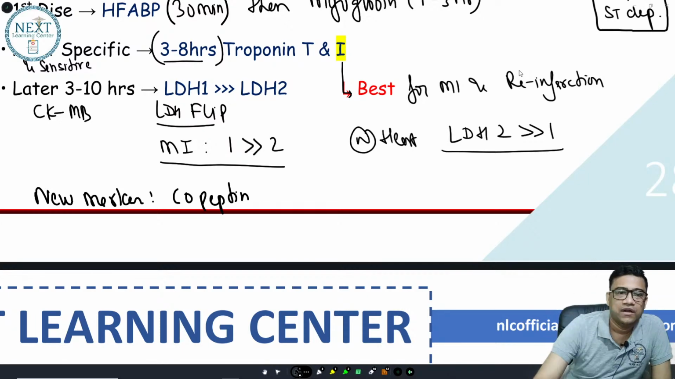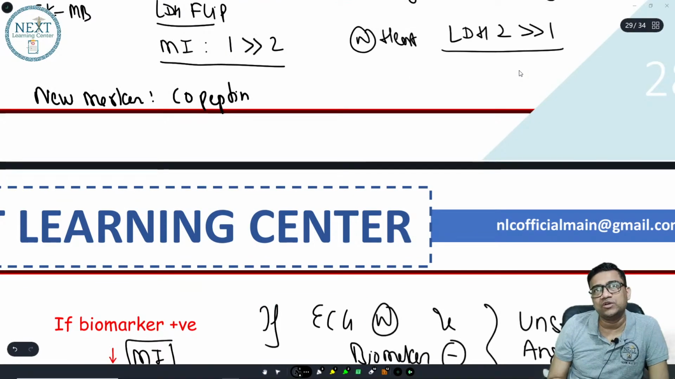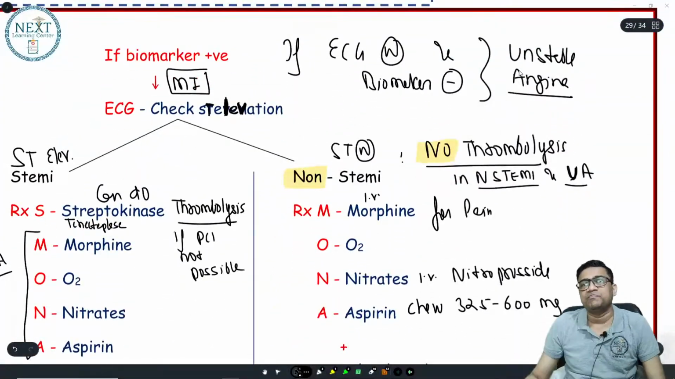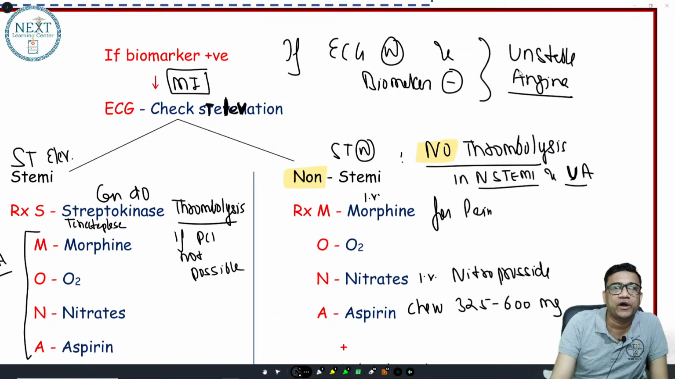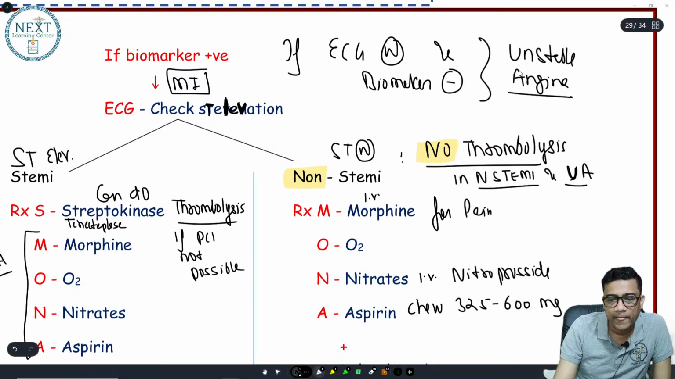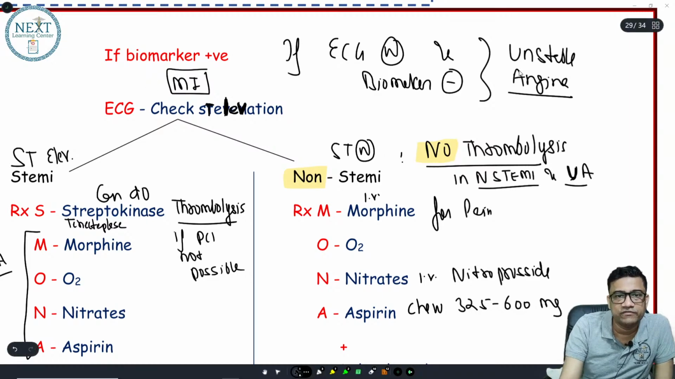Yes. Now the new marker is copeptin. Copeptin is an indicator of myocardial infarction. Chalo. If biomarkers are positive, it indicates MI. So if biomarker is positive, MI is present. So it confirms MI.